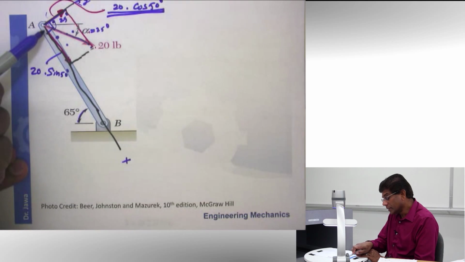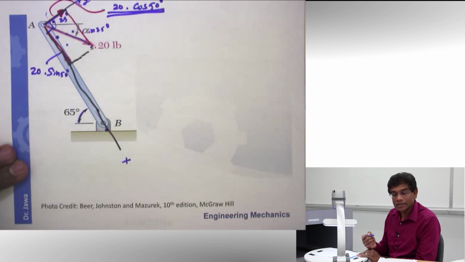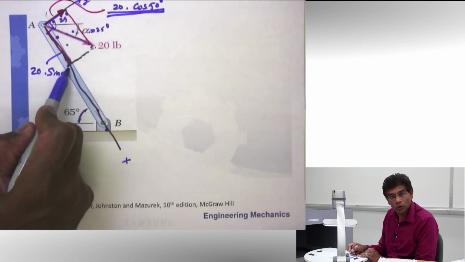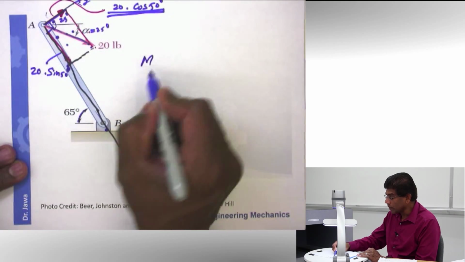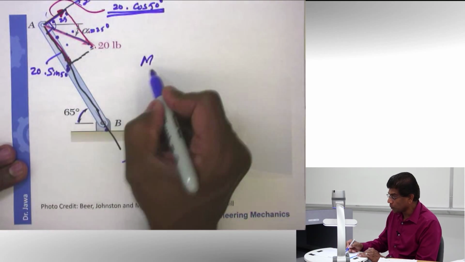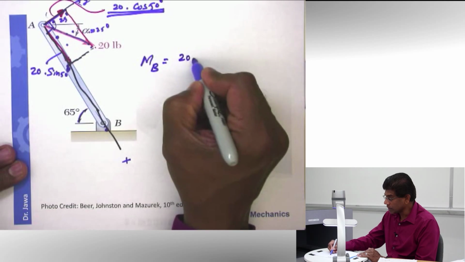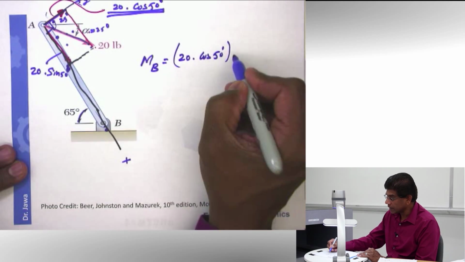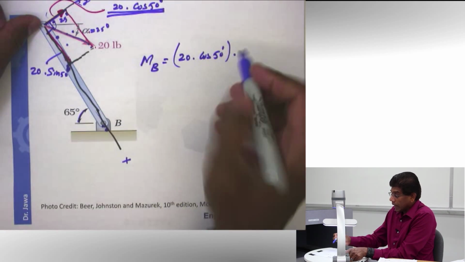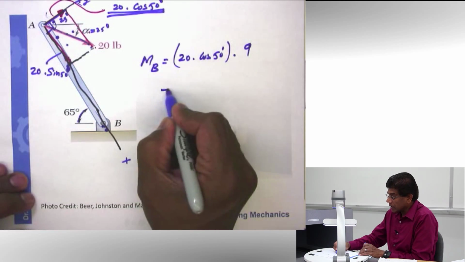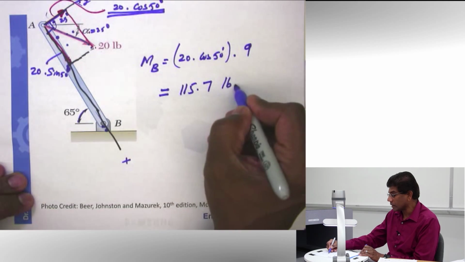But if you recall, this force passes right through the point B, meaning there is no perpendicular distance, and therefore there will not be any moment due to this force. That means the only component of moment is due to that force, and therefore the moment of this 20-pound force about point B would be equal to the force, which in this case is 20 cosine 50 degrees, times the perpendicular distance, and the perpendicular distance is from here to here, which is AB, and you know that's equal to 9 inches. And if you did the math, you would find out this is still equal to 115.7 pound inches.